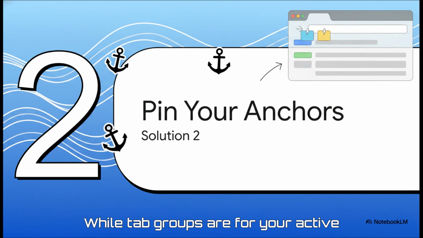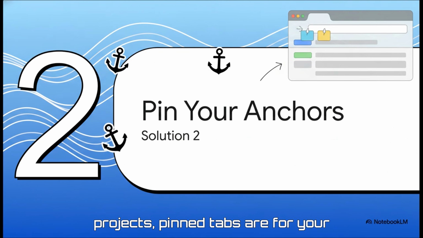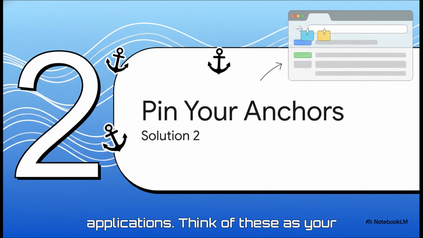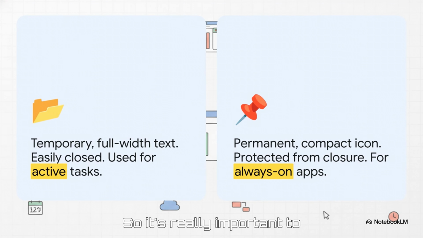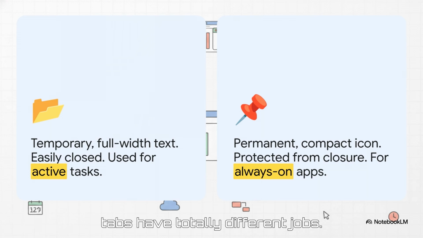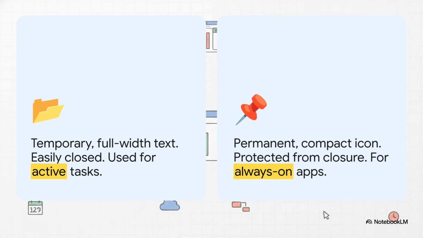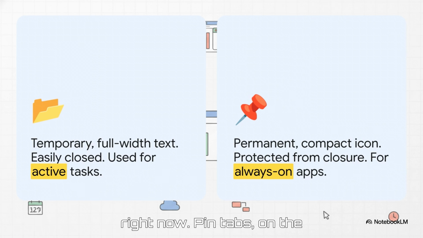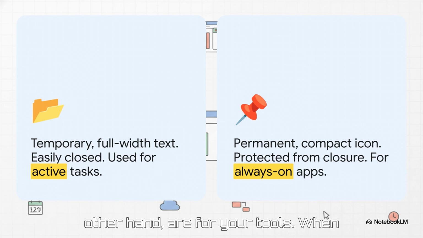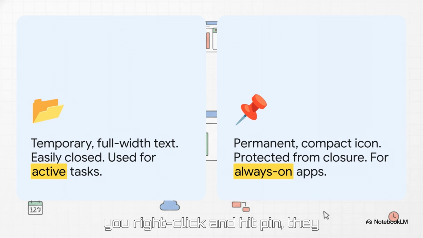While tab groups are for your active projects, pinned tabs are for your permanent, always-on applications. Think of these as your anchors in the middle of a digital storm. So, it's really important to understand that these two types of tabs have totally different jobs. Standard tabs are for your tasks, the temporary work you're doing right now. Pinned tabs, on the other hand, are for your tools. When you right-click and hit Pin, they shrink down to just the icon on the far left, they never move, and you can't accidentally close them.